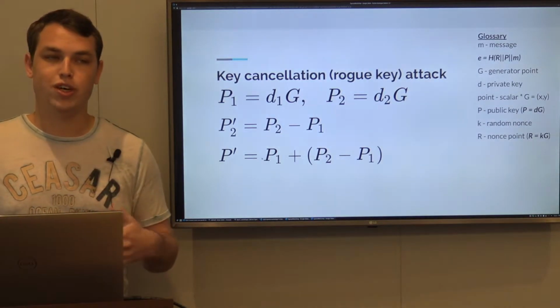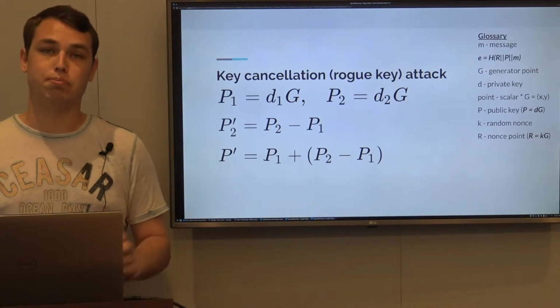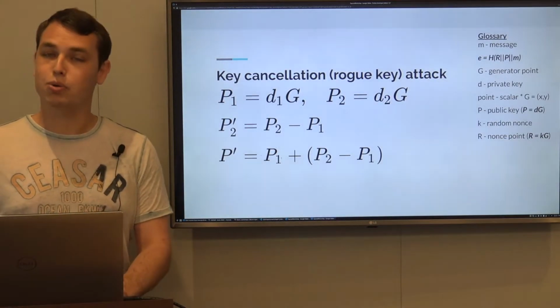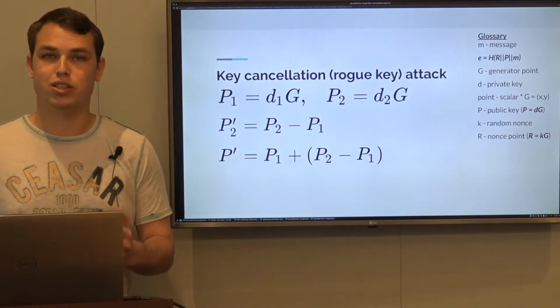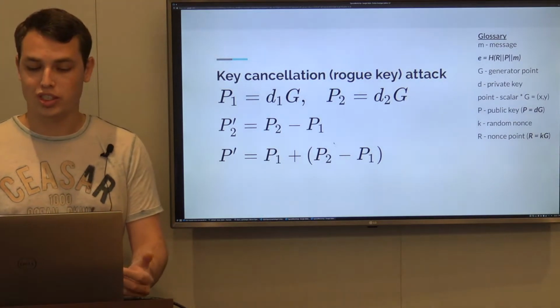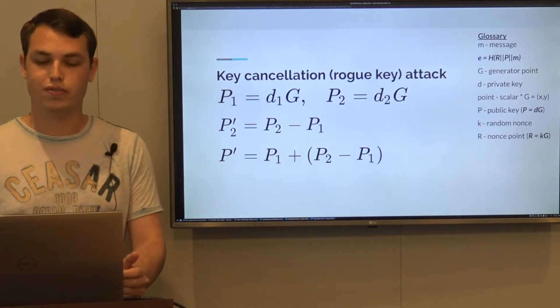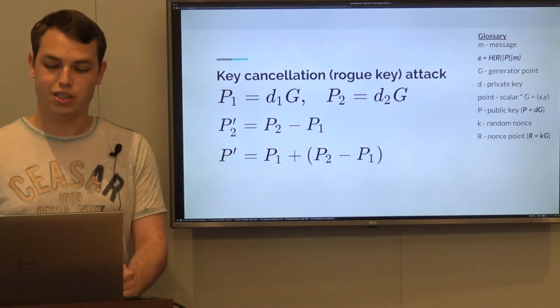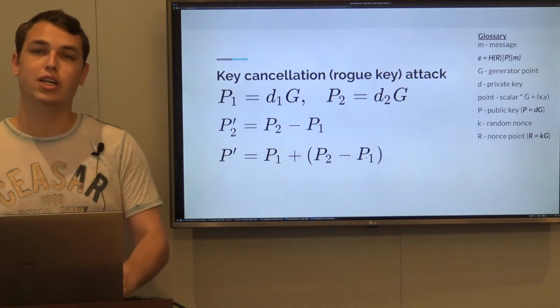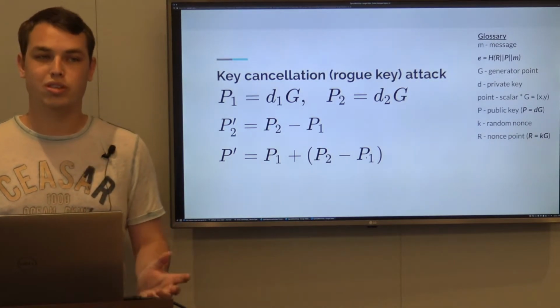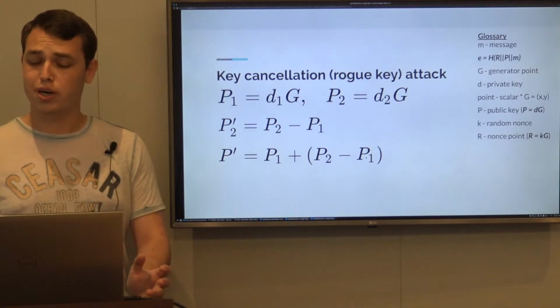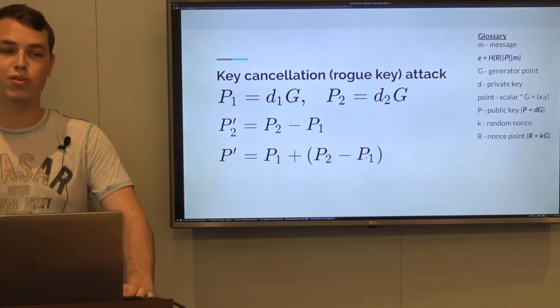And then when he tries to add his public key to my supposed public key, he'll get P1, his public key, plus P2 prime, which is the public key that I said I have, which is actually P2 minus P1. Now you can easily see that P1 and minus P1 cancel out, and the resulting public key is actually my public key, so that I can alone sign for that key, which is a problem. So how can we solve this?